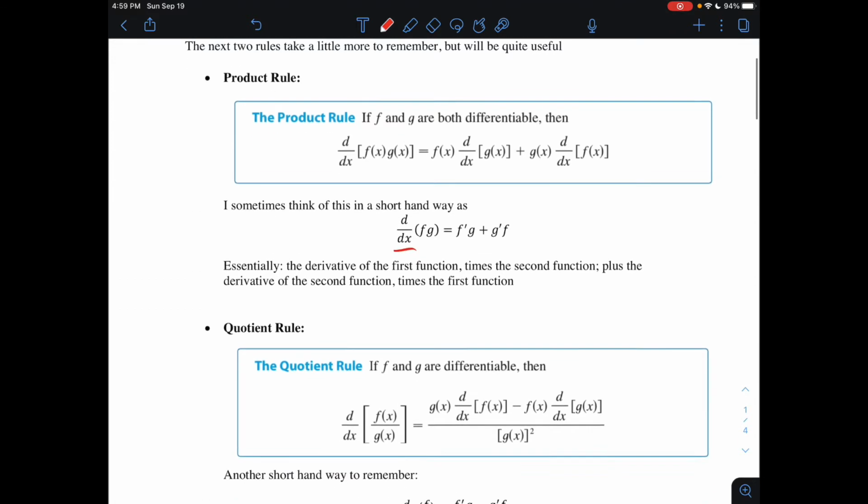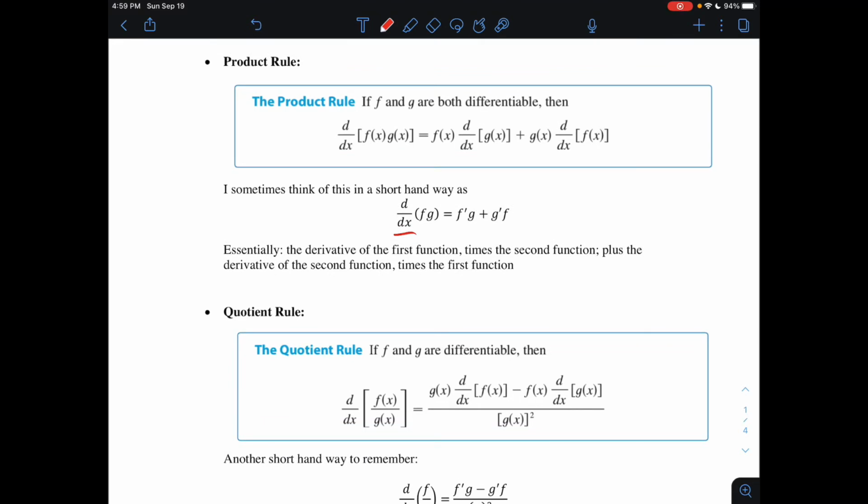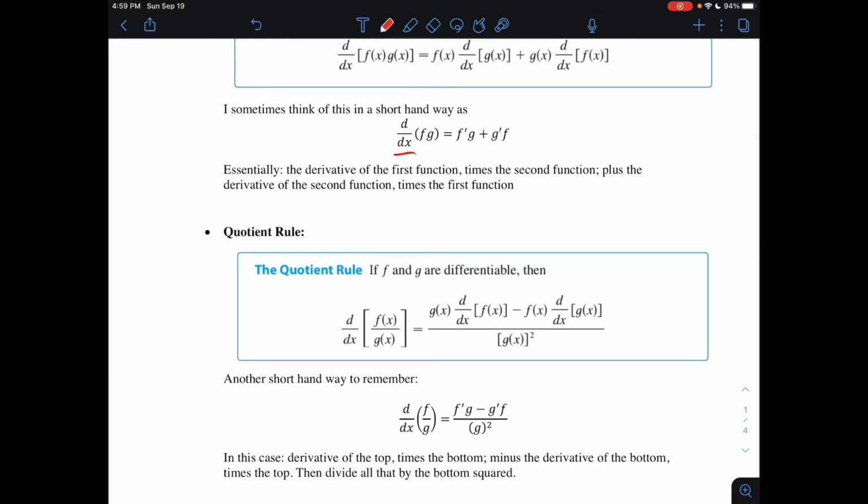The quotient rule is somewhat similar, but with some variations. So again, if f and g are differentiable, then the derivative with respect to x of the quotient f of x divided by g of x becomes g of x times the derivative with respect to x of f of x, and now minus f of x times the derivative with respect to x of g of x, and then all divided by g of x squared.